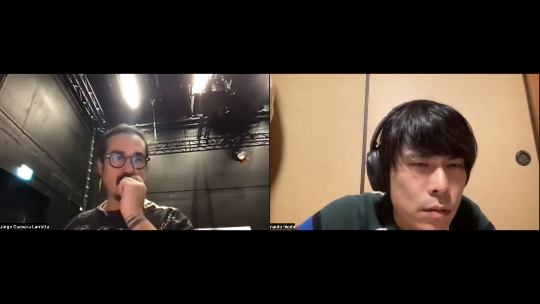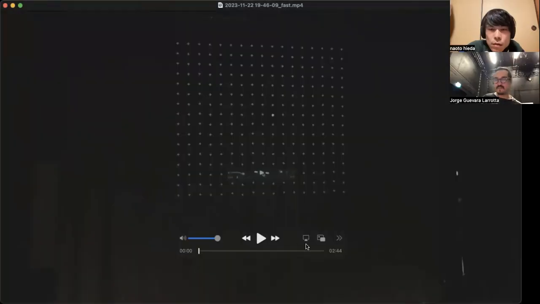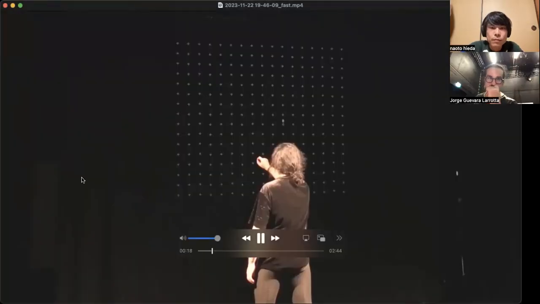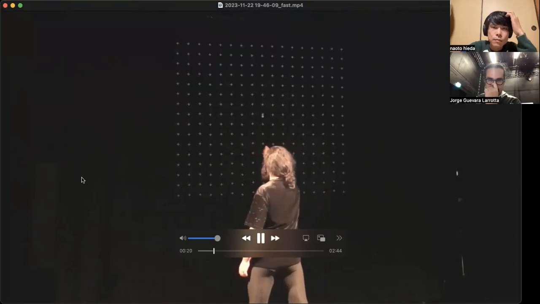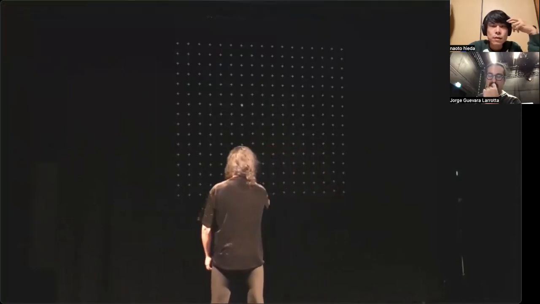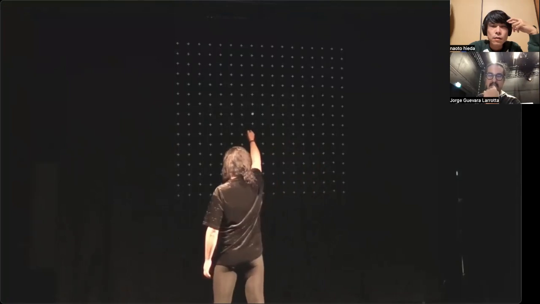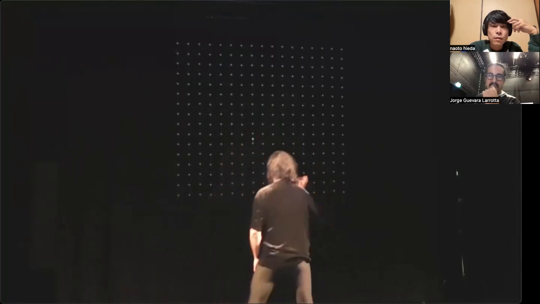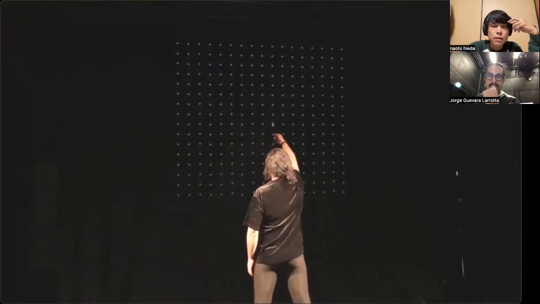No, wait, this one. So it's like double the speed, right? This is double the speed. The dot is double the speed. And I'm moving left up.